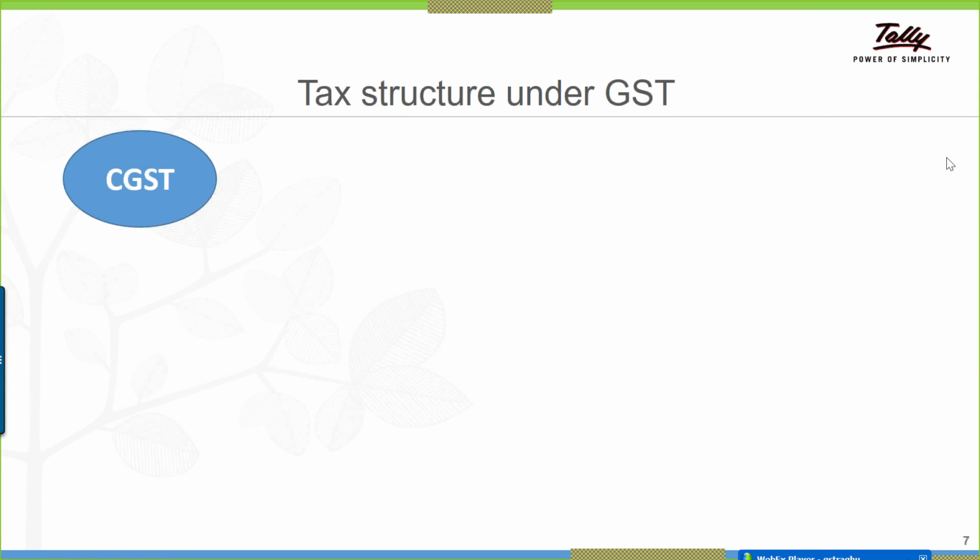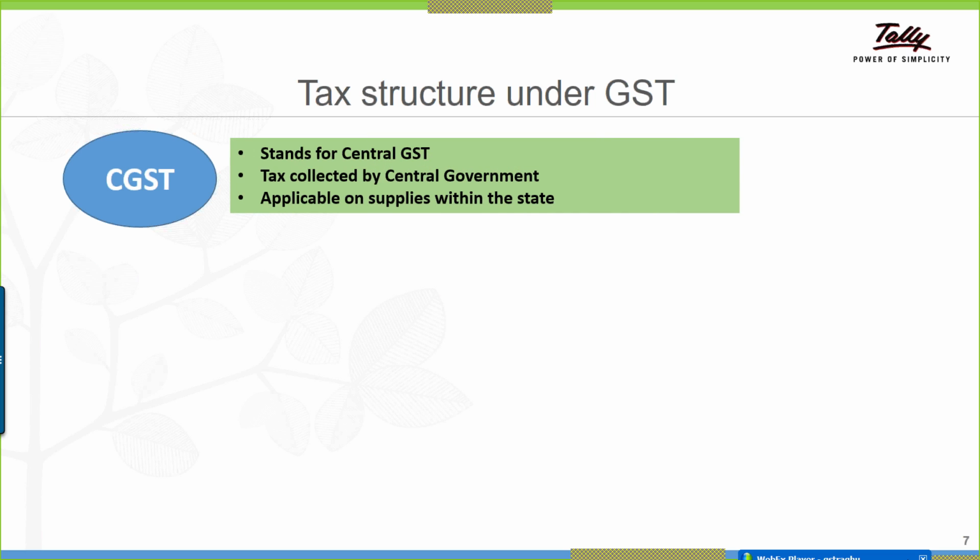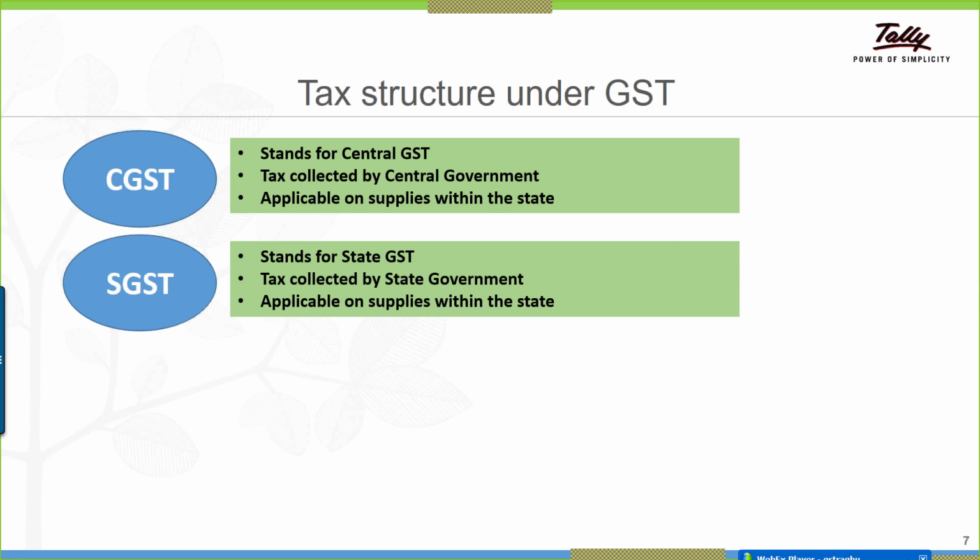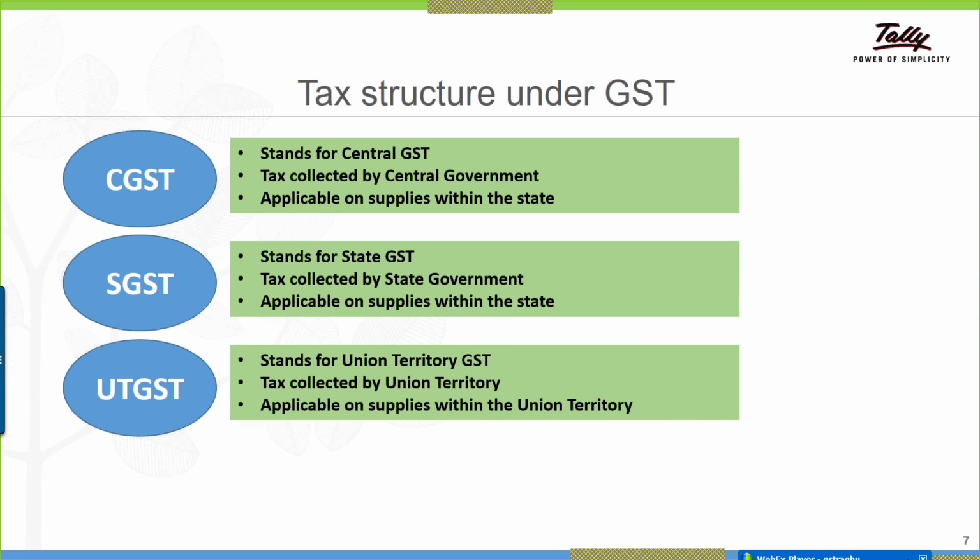The taxes under GST. What are the taxes under GST? The first is CGST, which stands for Central GST. It is tax collected by the central government, applicable on supplies within the state. SGST stands for State GST. It is tax collected by the state government, applicable on supplies within the state. UTGST stands for Union Territory GST. It is tax collected by the Union Territory, applicable on supplies within the Union Territory.